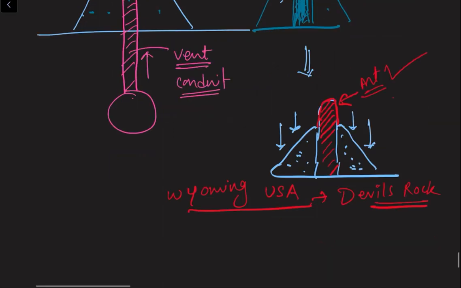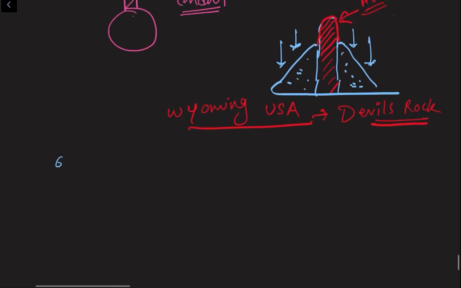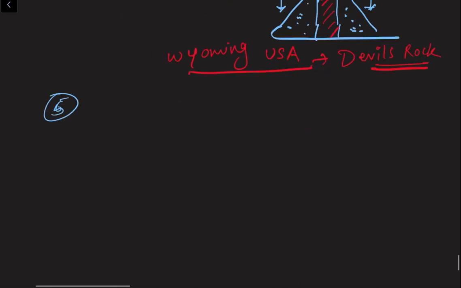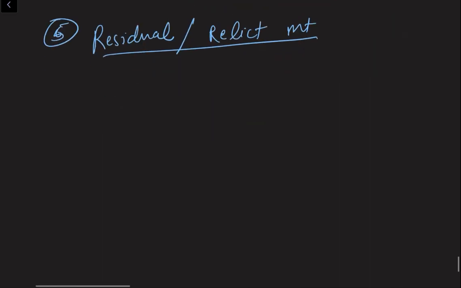Now, the last type of mountains we see, I think it's the fifth. These are residual or relict mountains. Residual or relict mountains. So remember always that we will see this in isostasy also. This principle we will see in isostasy.